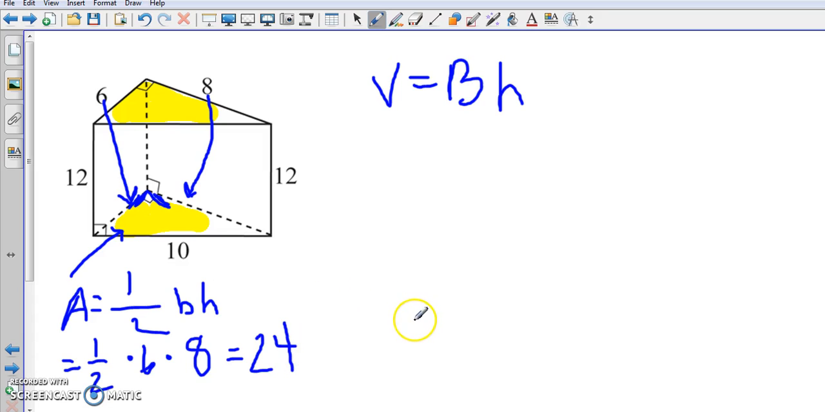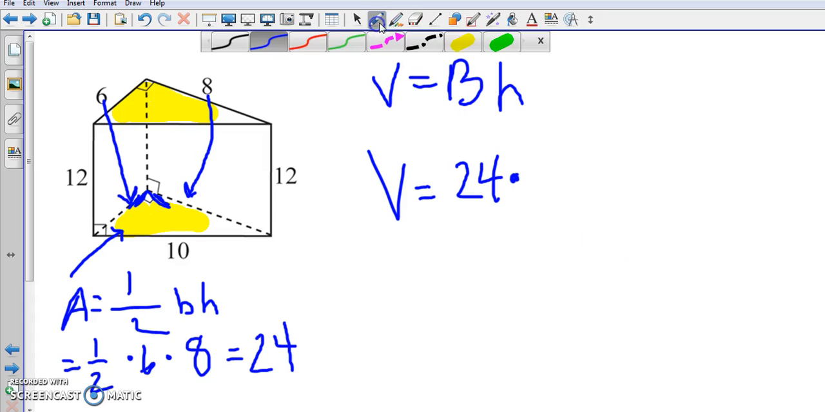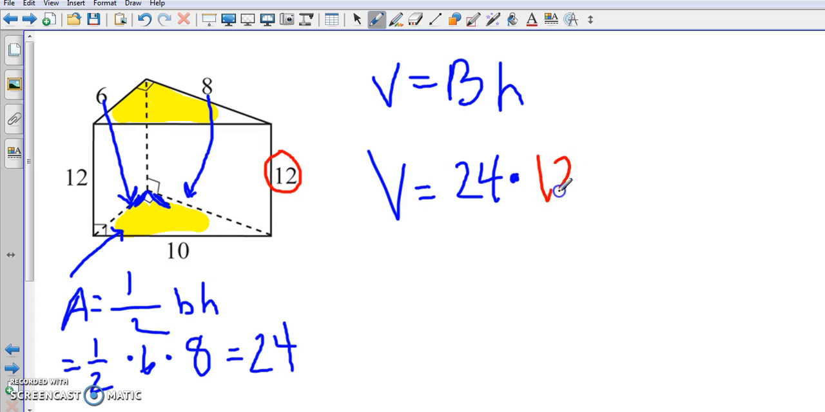All I need to do now is substitute that information into my equation. Volume equals area of the base, which is 24, we just found it, times the height. The only decision we need to make is what number is the height. The height is how tall the prism is. The prism always sits on its bases. So if we sit this prism on its triangle, the height is how tall it is, or the distance between the two triangles. In this case it is 12.